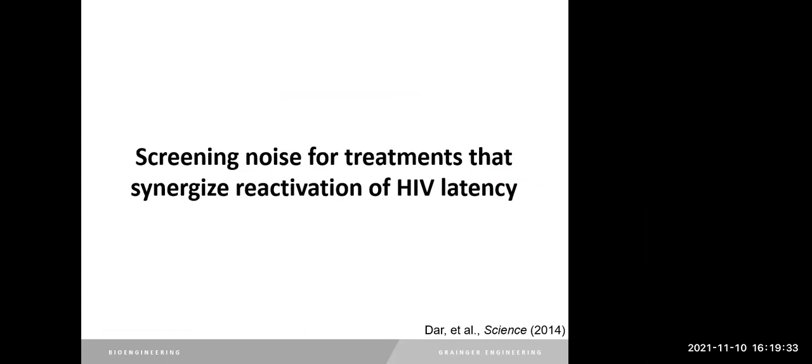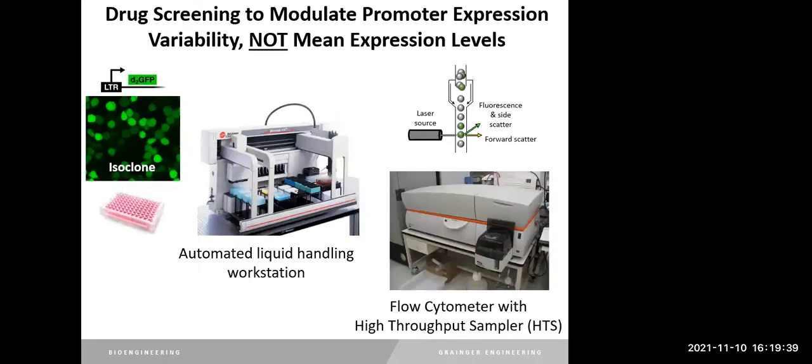This was published, so it's a screen for noise of treatments that synergize reactivation of HIV latency. So this is a drug screen that modulates promoter expression variability and not mean expression level. We start with a T-cell population that has the HIV promoter, LTR, driving a destabilized green fluorescent protein, and it's plated in a 96-well plate format. Using automated liquid handling, an FDA small molecule library of 1,600 compounds was added to these 96-well plates for 24 hours of treatment. And then they were run on a flow cytometer with a high throughput sampling system.